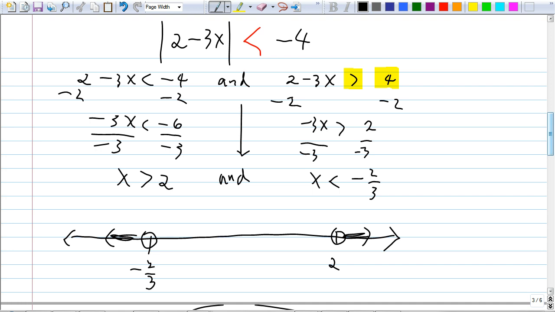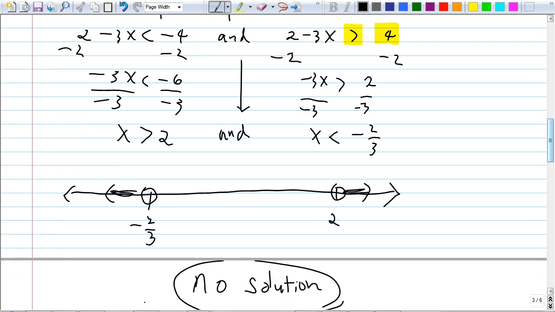So what do you think the solution is then? The solution is, guys, what? There is no solution. Why not? What does that mean? There has to be an intersection of these two inequalities, right? Is there any overlap? No, there isn't any. Therefore, there is no solution.